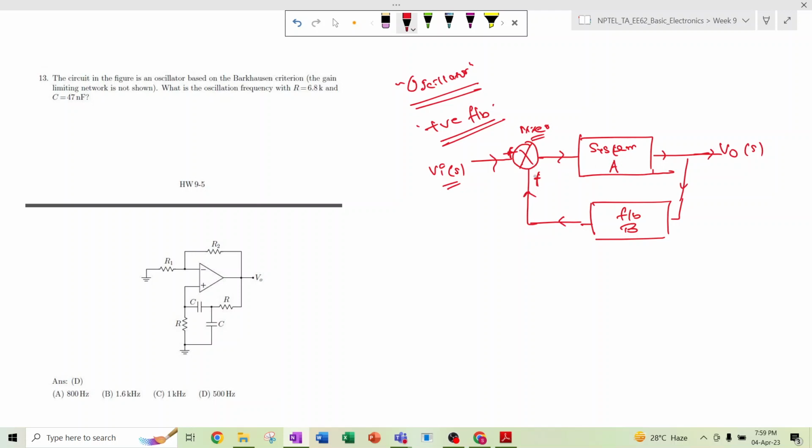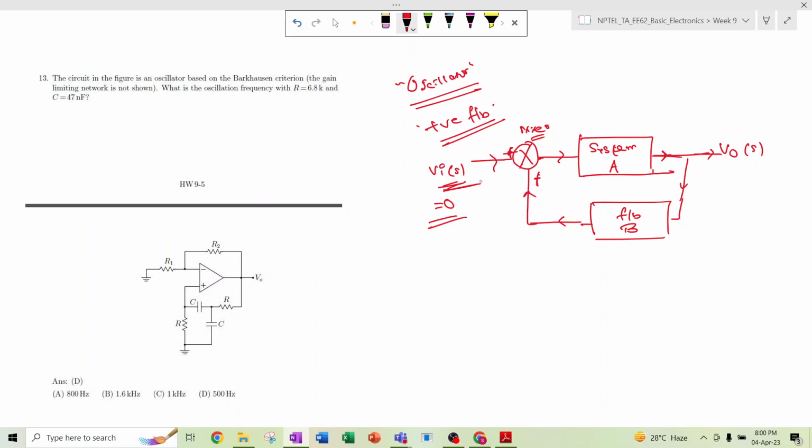So that means if at any time we make Vi(s) equal to 0, and initially it has a certain small amount of voltage, then that will be amplified and fed again to the system, and the gain will be more, and some part of this is again fed to the input, and then the gain will be even more. Like that the output keeps getting generated without applying any input voltage. So this is the basic concept of the oscillator.